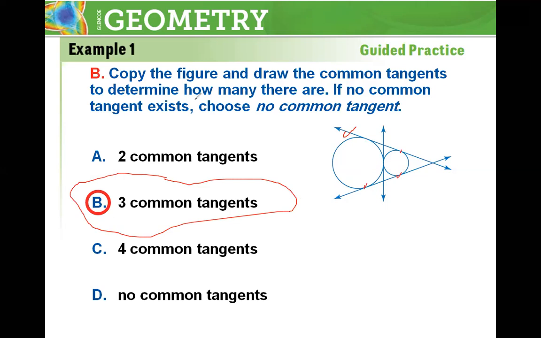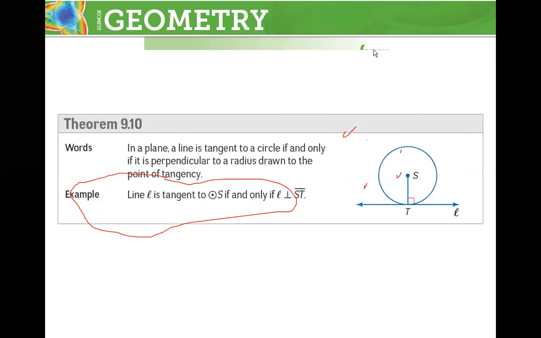Okay, we will go now to the first theorem. Pay attention. Theorem 9.10. Words: In a plane, a line is a tangent to a circle if and only if it's perpendicular to a radius drawn to the point of tangency.